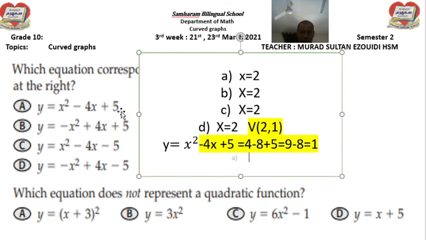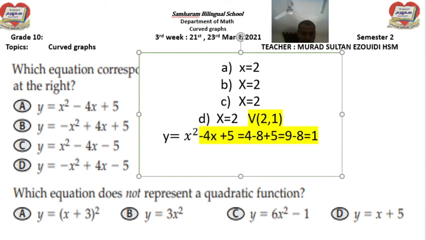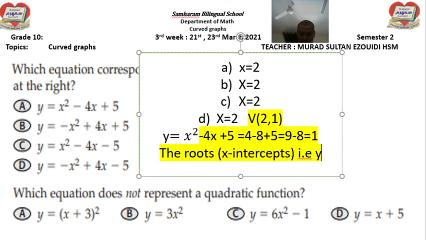Okay, clear? And also, the roots of this equation, what are they? The roots are the x-intercepts, when the curve cuts the x-axis, which means here y equals 0, of course.